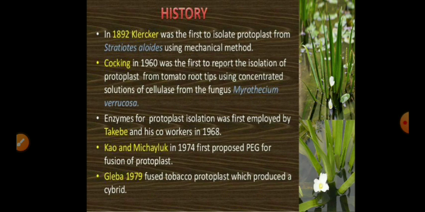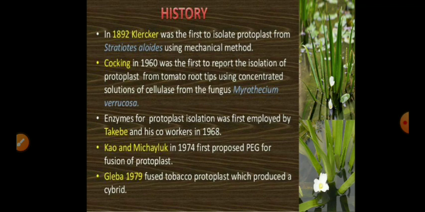So in this slide we are looking at how protoplast and protoplast culture evolved. In the year 1892, Klercker isolated the protoplast for the first time using a mechanical method. In the year 1960, Cocking isolated the protoplast from tomato root tips using the enzyme cellulase. Then in the year 1968, Takebe and his co-workers also isolated the protoplast using enzymes. In the year 1974, Kao and Michayluk proposed PEG for fusion of protoplasts. What is PEG? PEG means polyethylene glycol.